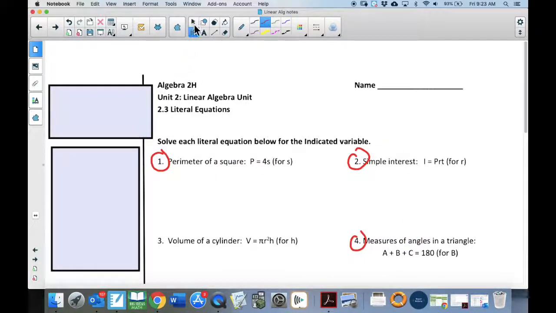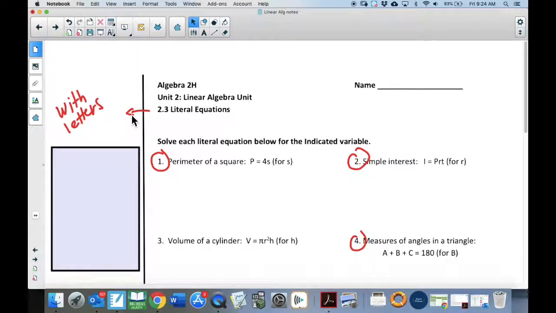So first of all, the word literal equations, do you know what the word literal means? And I'm not talking about like, oh, it was literally the hottest day ever. I'm talking about the actual word literal. Like think about the root, like literature, things like that. Literal means with letters. That's what literal means. So literal equations are equations that have a lot of letters in them. That's what it means. So let's take a look at these.